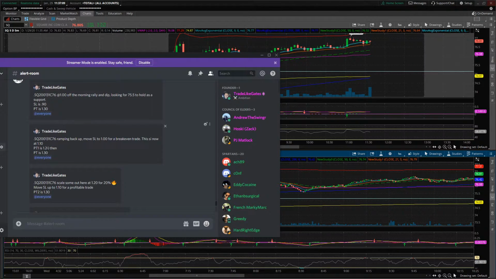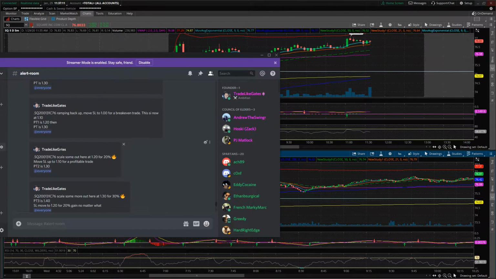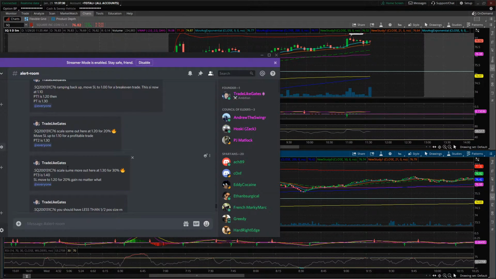Okay, price target 1 from here was 120. So we like to scale out into profits. And what that does is allows you to stay in the trade longer. You can catch the bigger moves, but you're still securing profits to the top side. So we scaled some off right here at 120 for 20%. We scaled another third off right here at 130 for 30%.